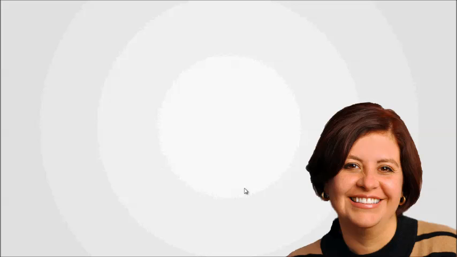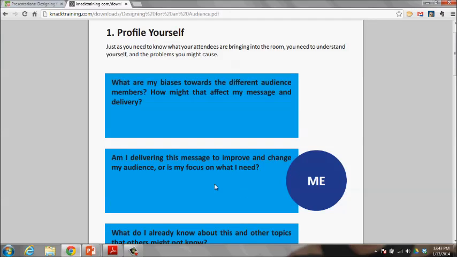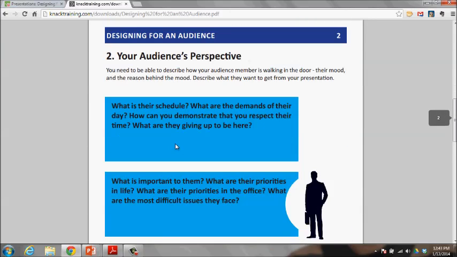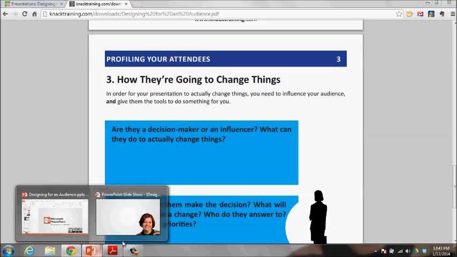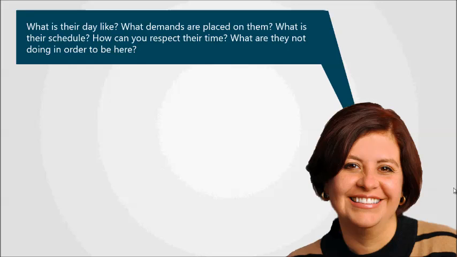And then you can start to ask these questions. And again, going back to the handout we were talking about earlier, here's your audience's perspective on page number 2 and how they're going to change things on page number 3. So let's figure out how this is going to work. We look to our coworker, we look to our boss, we look to the nameless, faceless people who are going to be in the room, whatever they are. And you start to ask these questions of them.